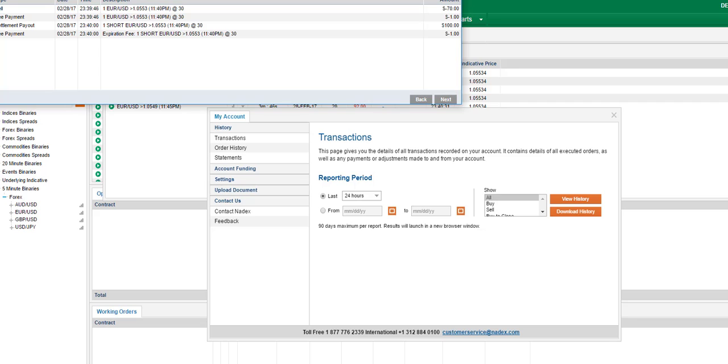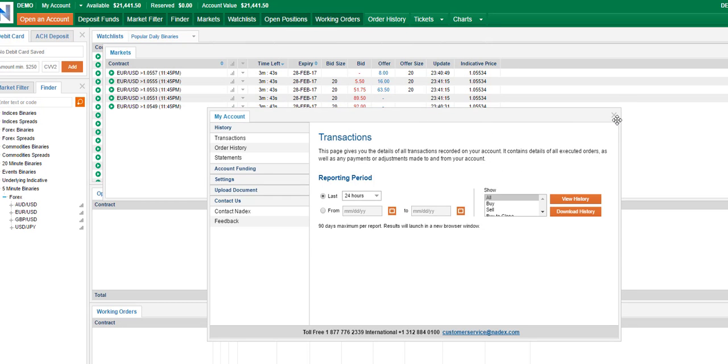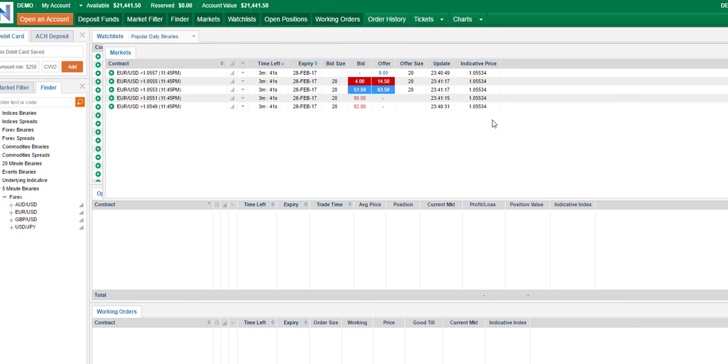Okay, so I just wanted you to see that that was a real trade that got picked up in the system there.